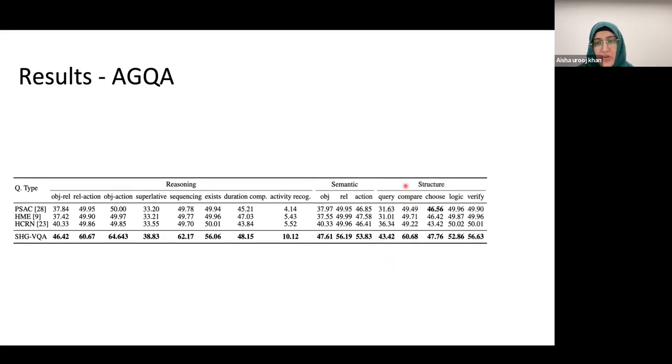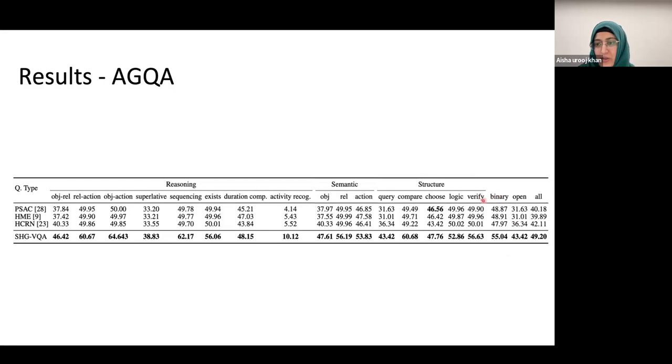The question type could also be sorted based on the structure of the question. Like if the question was a simple query question, or if the question was asking to compare two discrete ideas, if the question was asking to choose between two concepts, or if there was some logic, or whether the question was about verifying something, which means a yes or no question. So we see a clear advantage of learning this graph over the baseline methods.